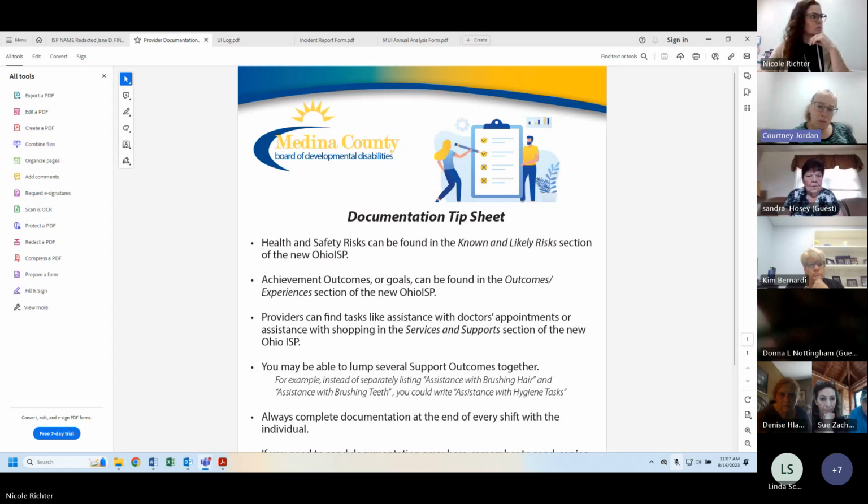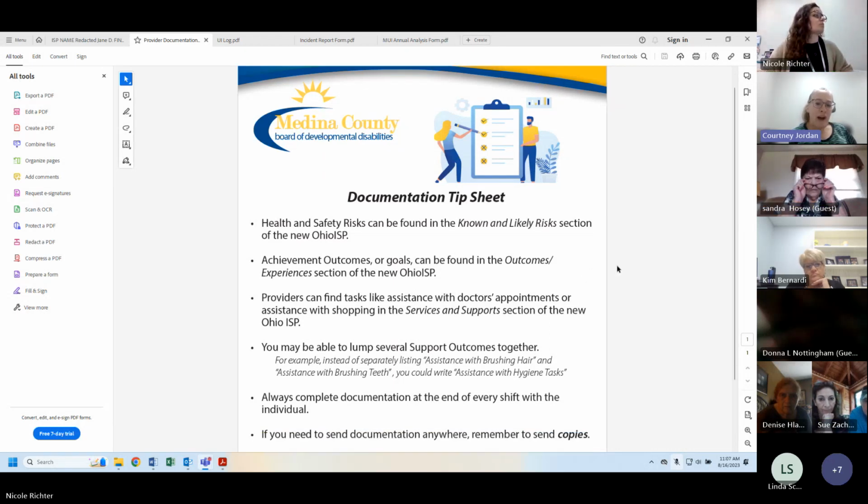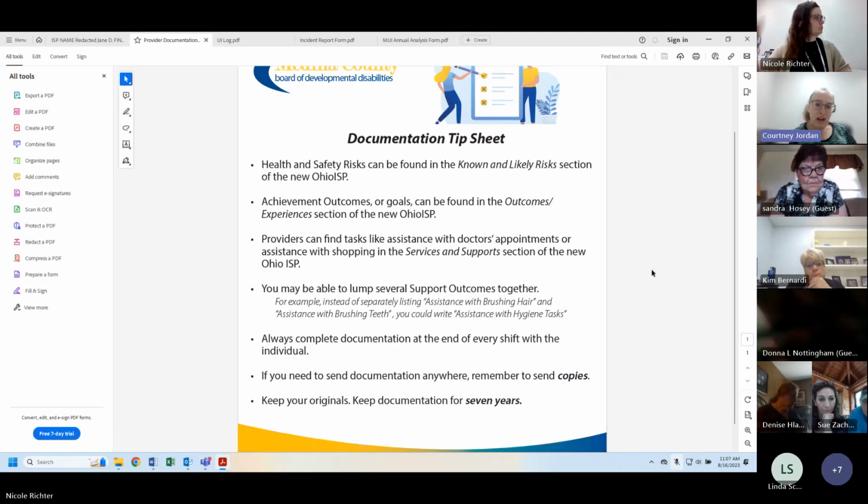Health and safety risks, which are really important, are now found in the section that says known and likely risks. That's the heading that they're under. Achievement outcomes, which we used to call goals, can be found in the section called outcomes and experiences of the new Ohio ISP. Things like doctor's appointments, or if the person needs assistance with shopping and you need to take them, you find in the services and supports section of the new format.